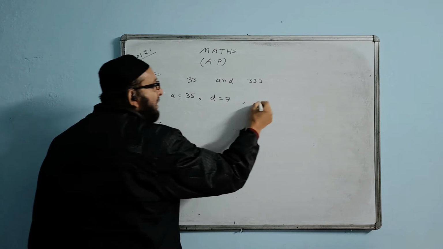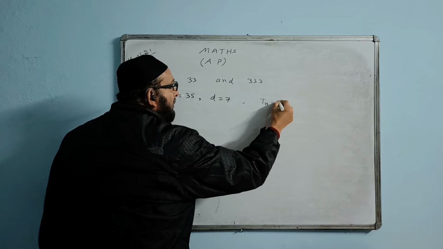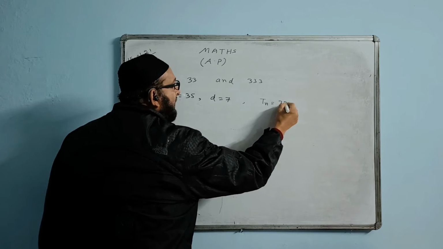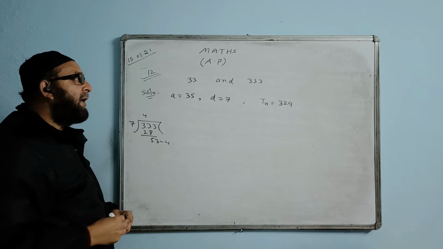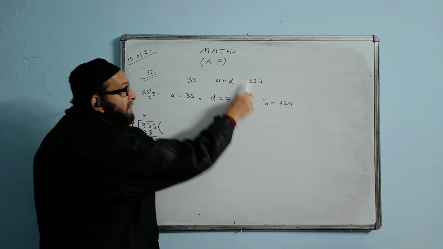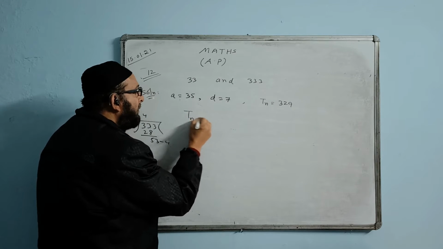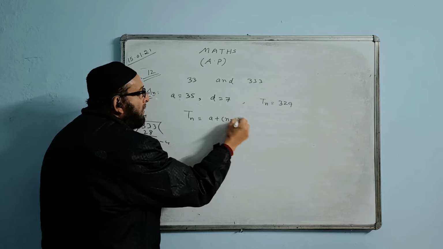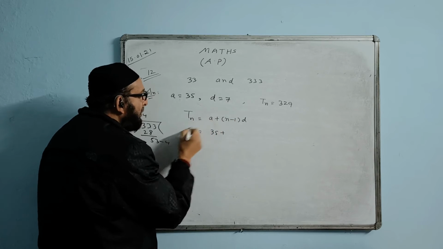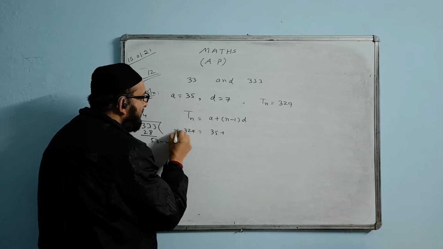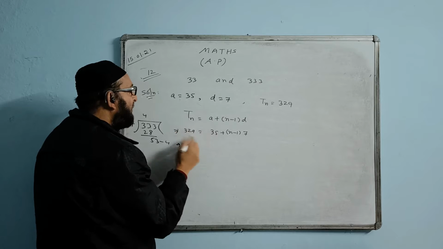What is the last number? The last number is Tn. What is the Tn value? 4 you are subtracting, so that is 329. Now can you find the value of n from it? The last number is 329, also called Tn. Now use the formula of Tn. A value is 35, Tn value put 329, n we have to find. B value is 7.